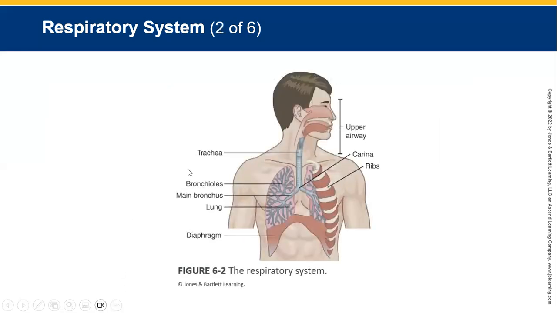When we look at the respiratory system, there's an upper airway and a lower airway. The upper airway is the nose, the mouth, the throat, the pharynx, oropharynx, nasopharynx, the back of the mouth there. When we talk about upper airway infections, we talk about smaller infections, laryngitis, pharyngitis, things like that. When we look at lower respiratory tract infections, we look at things like pneumonia, asthma, bronchitis, the more serious types of things.